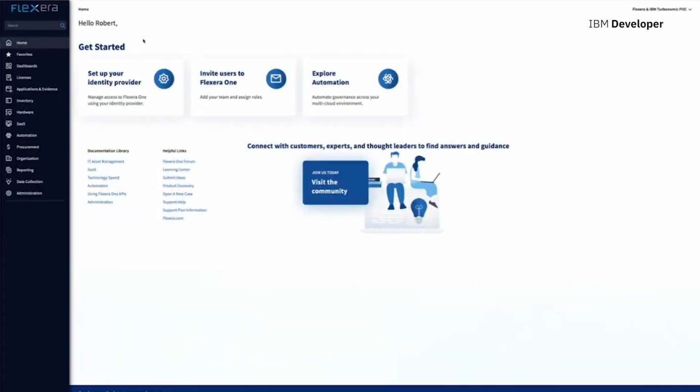Hopefully you've already caught the IBM Build success story, the partnership between IBM and Flexera with Flexera One and Turbonomic. We're now going to do a demo of the solution.